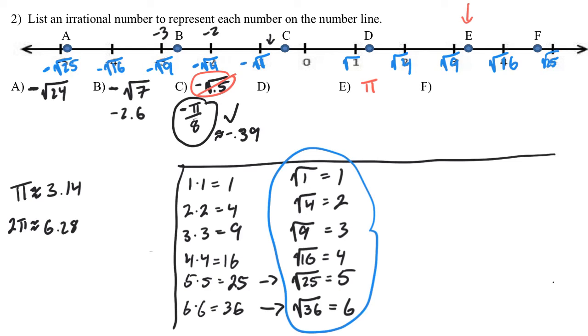All right, last two real quick. D, I would approximate as the square root of 2, and E might be approximated as the square root of 11. So the big part here is rewriting that number line, and then that gives us the tools we need to approximate most of these numbers.